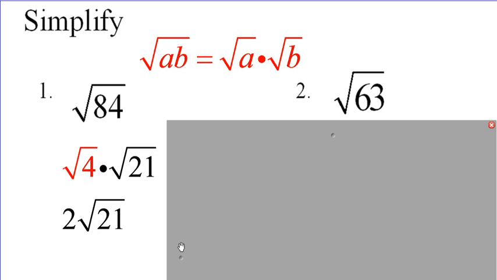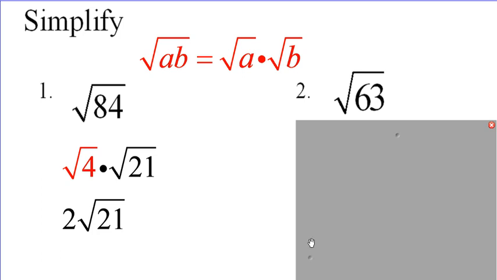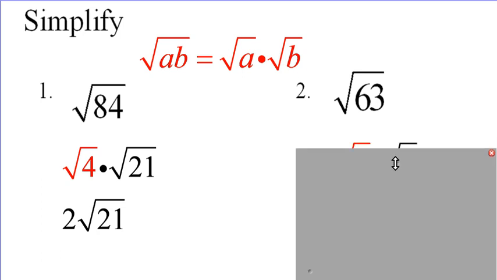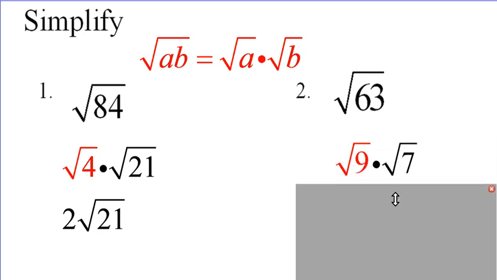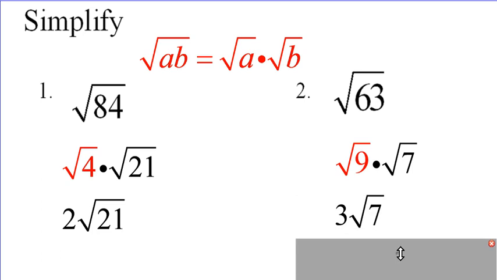For our next problem, we have the square root of 63. So we have to ask ourselves, what perfect square value can we use with the square root of 63? Well, that would be 9. And we know 9 times 7 is 63. So we're working with the square root of 9 times the square root of 7. We know the value of the square root of 9 is equal to 3. So our simplified radical ends up being 3 square roots of 7. We're going to have you pause this video and try your numbers 3 and 4.